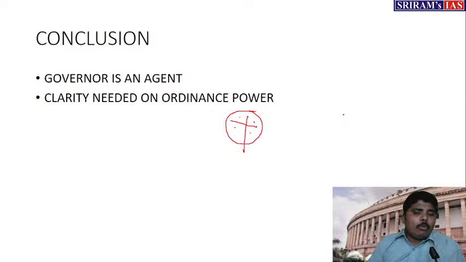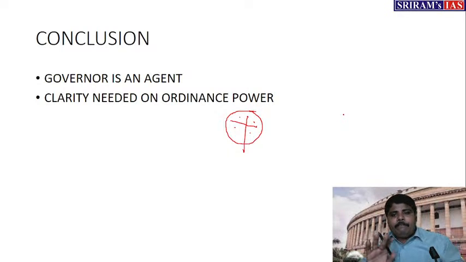So what to give here? The governor is an agent of the center and he cannot misuse the ordinance making power just because of some vested interest. And more importantly, we need to have a clear clarification relating to the ordinance making power. Otherwise, the misuse may continue, resulting in derailing of constitutional morality in the world's largest functioning democracy. If you give this answer, then you will definitely find comfort in scoring.